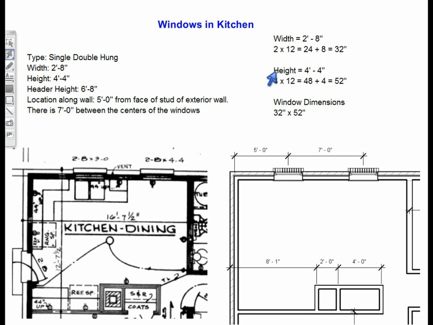For the height of the window is 4 feet 4 inches. You will take the 4 feet, multiply it by 12, because there are 12 inches in a foot. That will give you 48 inches. Then you add the additional 4 inches. That will be 48 plus 4. That gives you 52 inches. So the dimension for this window is 32 inches wide by 52 inches high.